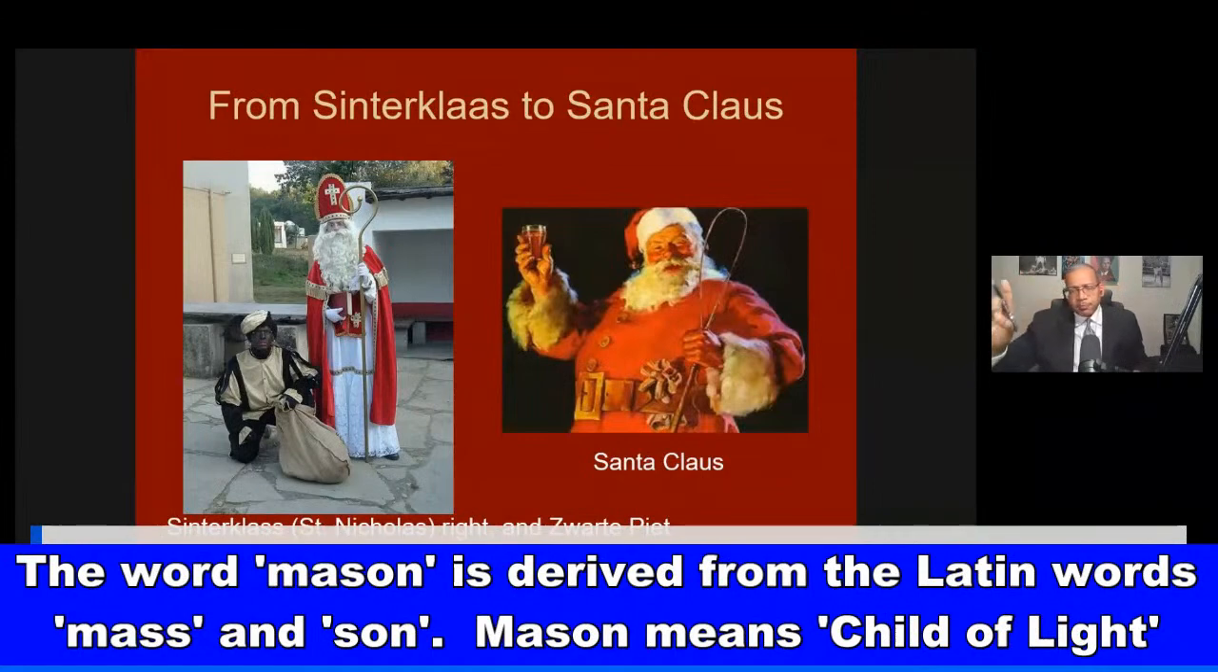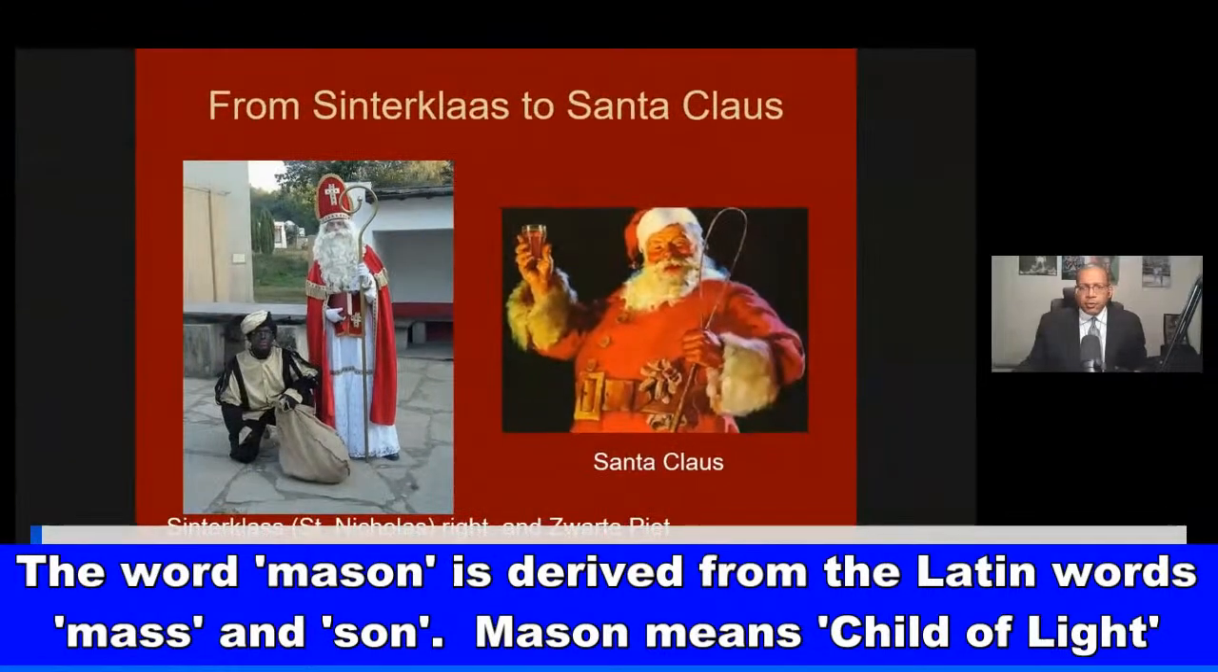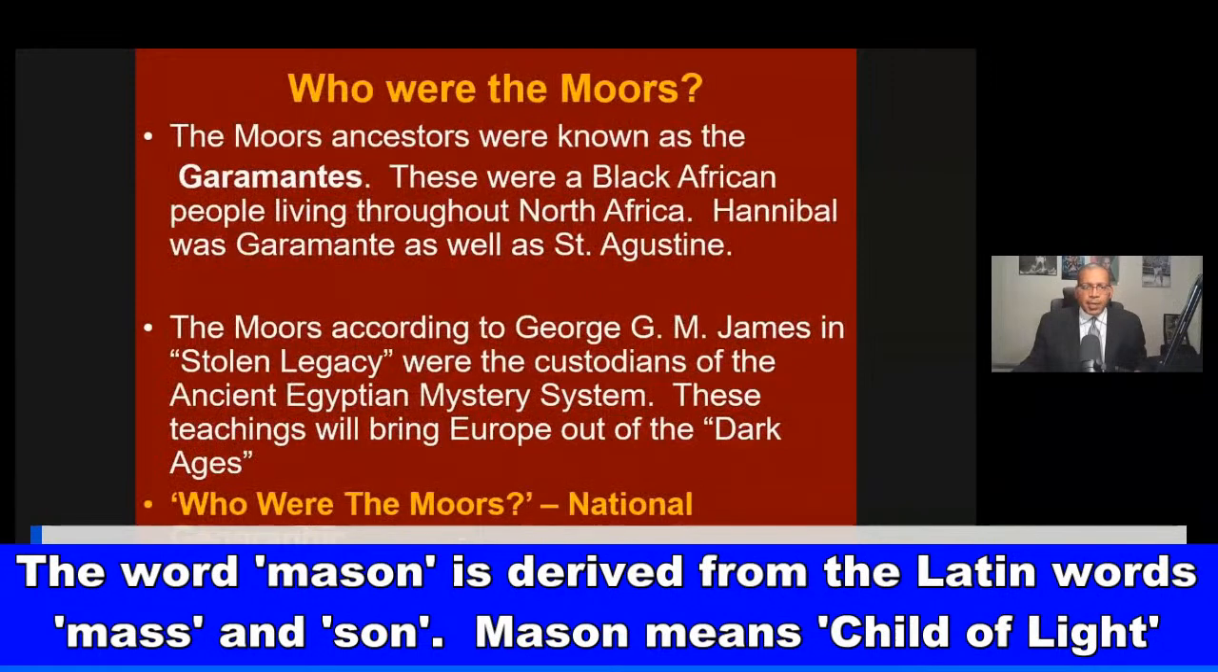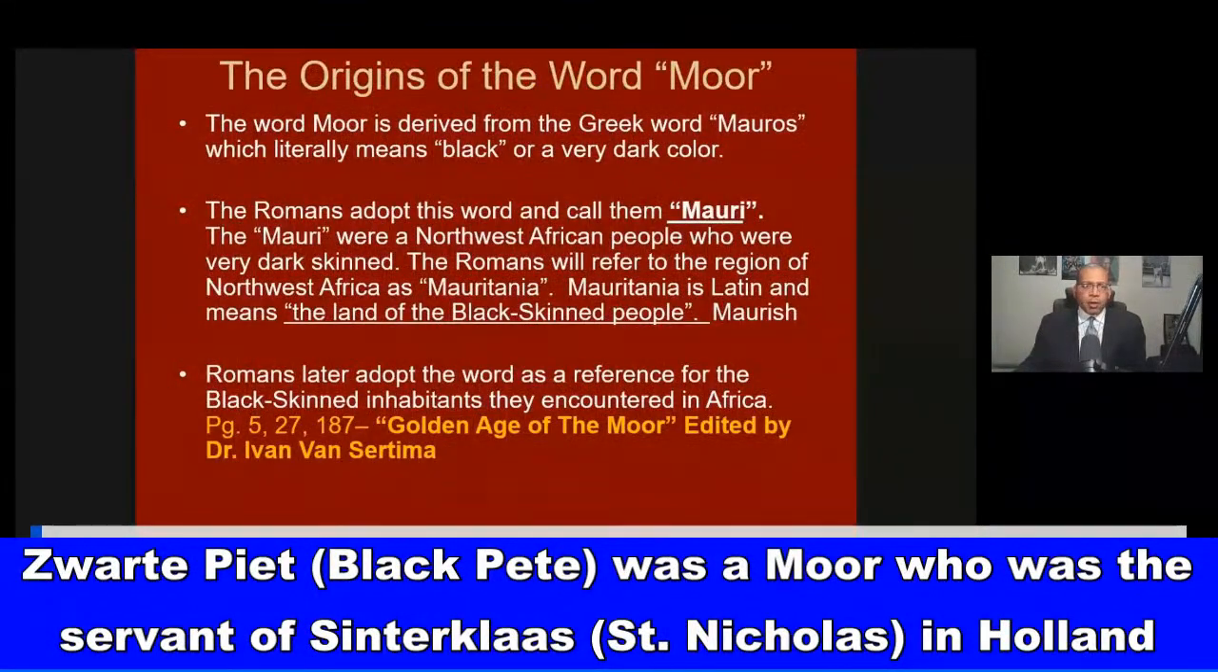Well, Spain is where the Moors went in 711 AD, led by General Tariq ibn Ziyad, going to the Iberian Peninsula. Okay, so Spain is very important. Now, who were the Moors? The Moors' ancestors were known as the Garamantes. These were a Black African people living throughout North Africa. Hannibal Barca was Garamanti, as well as St. Augustine. The Moors, according to George G.M. James in the book Stolen Legacy, were the custodians of the ancient Egyptian mystery system. These teachings will bring Europe out of the Dark Ages.